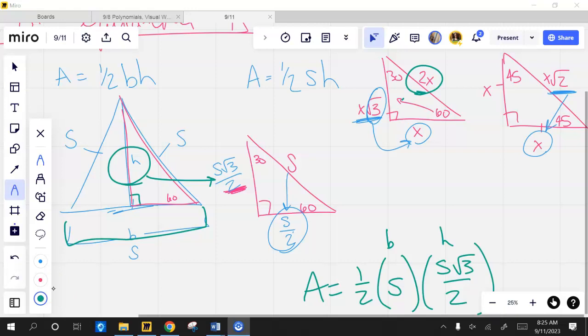Why is it over 2? It's over 2 because if I start from the hypotenuse, then to make my way back to this leg, I need to divide by 2. Okay, so how do you get from short leg to long leg? No, look, tell me what's being done right there. Times the square root of 3. So I took the short leg and I times by square root of 3.